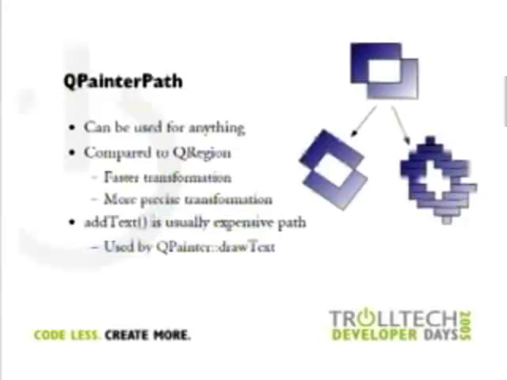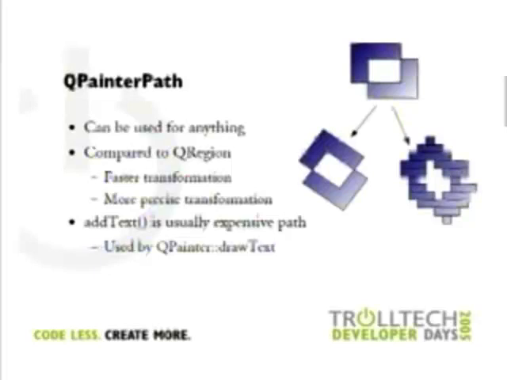So QPainterPath. QPainterPath is a vector path definition. So it's the graphical primitive that can be used for any kind of drawing. It's what is commonly used to represent fonts. Those are vector definitions. And a path contains lines and curves. And because it is a vector definition, transforming it is very fast, because it's just the points, and for any of the points, I just multiply with the matrix.